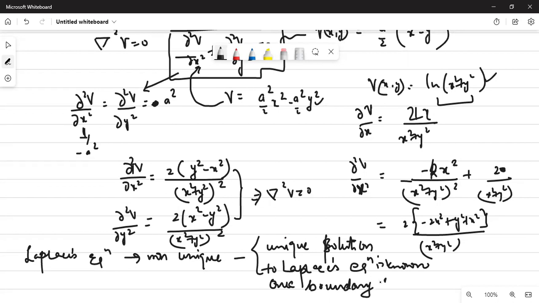Once boundary conditions are specified, then you will be able to understand what is the unique solution to that particular Laplace's equation in that particular physical setting.